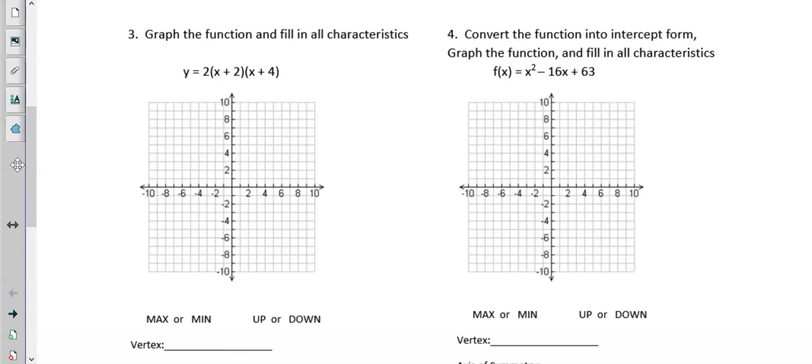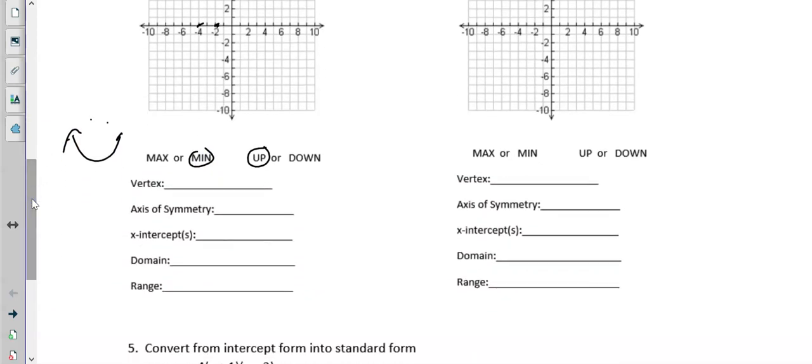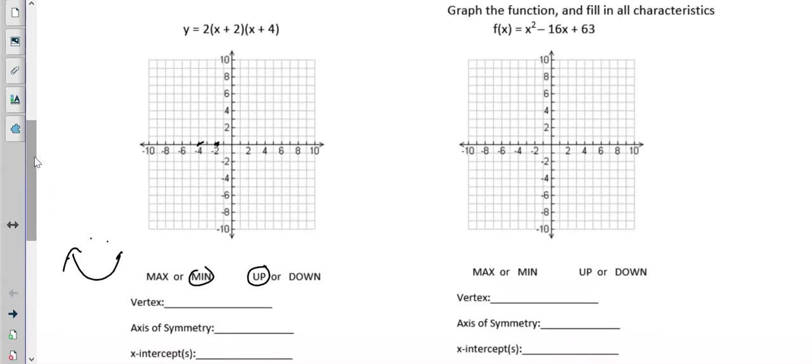All right, right off the bat, number 3, this is intercept form. So we know that we're going to have a dot here at -2 and -4. Since it's positive, it is going to open up and therefore have a minimum, because it's a smile. And I know my vertex is going to be right in the middle of those two. So one way to do it is add -4 plus -2 and divide by 2, and you're going to get -3. So you know it's going to be -3 comma something, and that axis of symmetry is right off of that x. We also know the intercepts are going to be -2 and -4. You can also write -2, 0 and -4, 0.